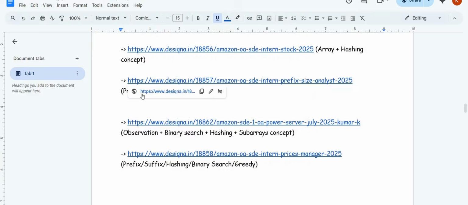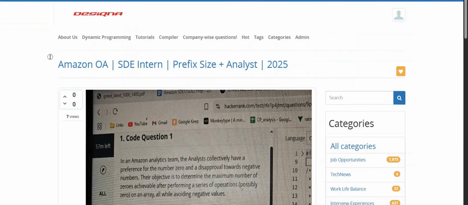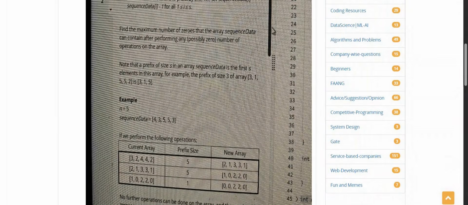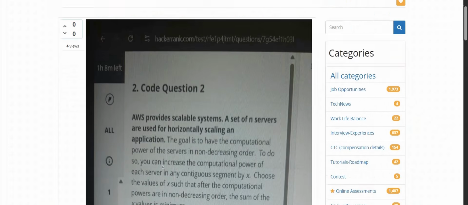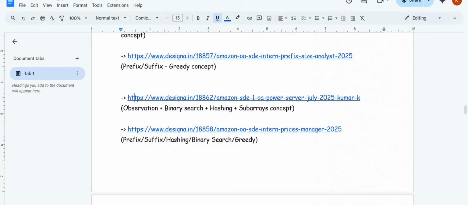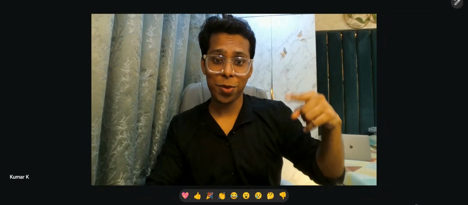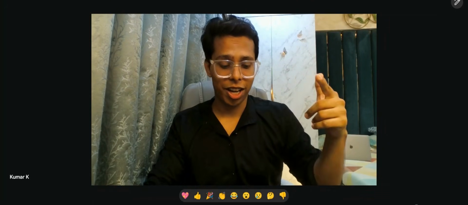This is another problem based on prefix, suffix plus greedy concept. It's a medium hard problem. This also is an observation plus binary search plus hashing plus subarray concept problem. Guys, can you see that the topics are getting repeated again and again?